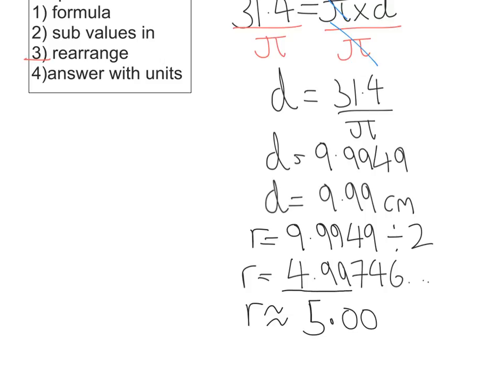And if I round that to 2 decimal places, then I'm going to get 5.00, because they're the numbers I keep, and that one tells me round up, and it's centimeters.